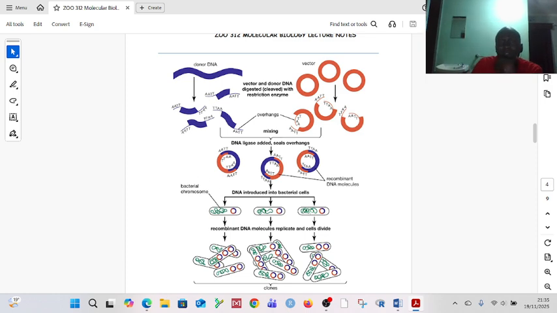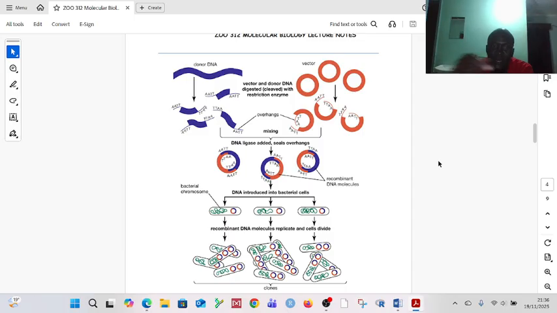Then what you've obtained after addition of DNA ligase is a recombinant DNA molecule. Recombinant because it is now made up of DNA from two different organisms. That recombinant DNA now should be introduced into a host cell. In this case, the host cell is the bacteria cells. So that introduction of DNA into the bacterial cell is what we call transformation.